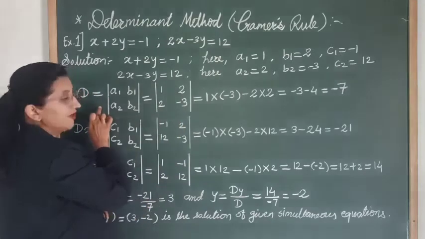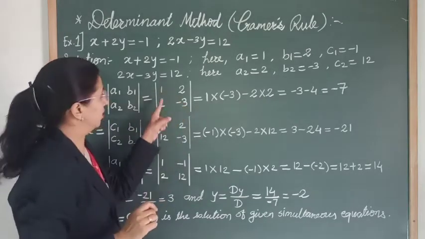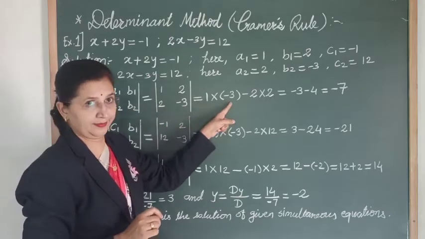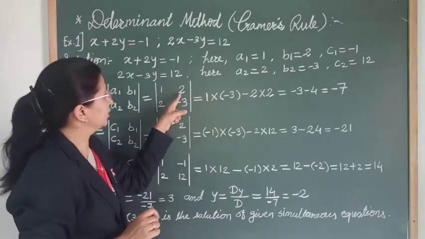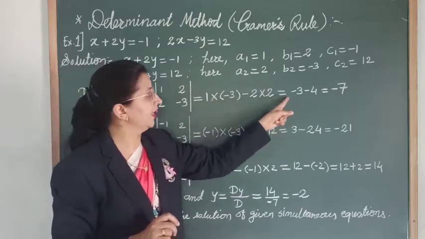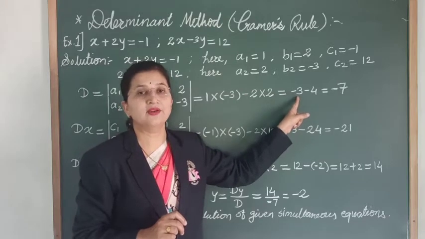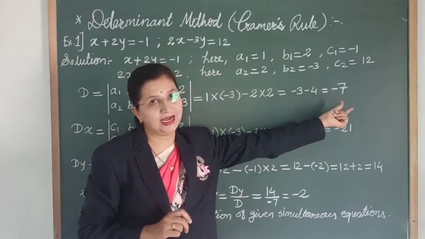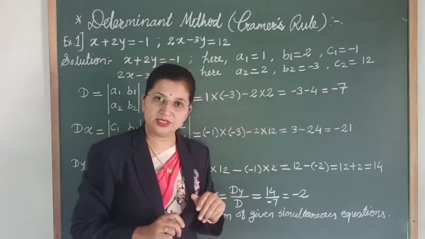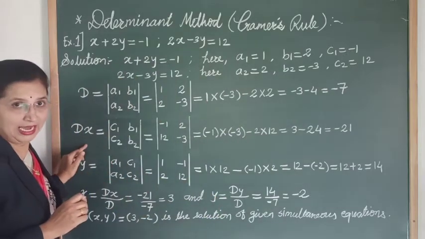Okay, so to get the value of this determinant d, let's take the cross multiplication: 1 into negative 3 minus 2 into 2. Negative 3 into 1 is negative 3, 2 twos are 4, negative 4. Negative 3 and negative 4 have the same sign, so we add. That is negative 7. Okay, now let's find out the value of determinant dx.